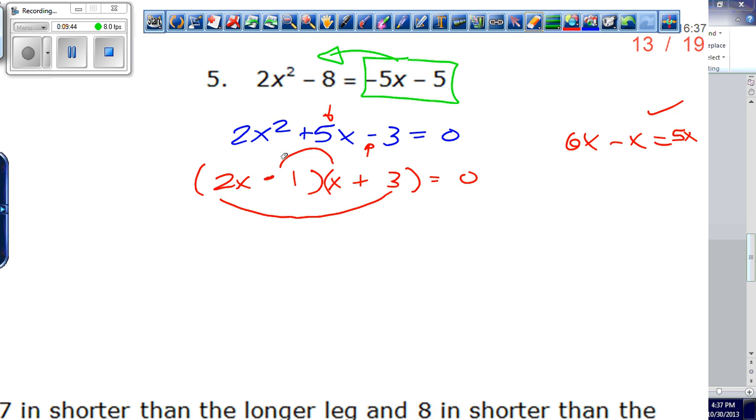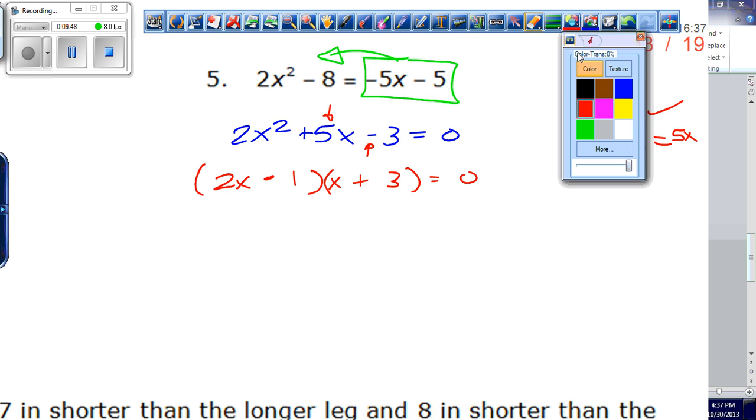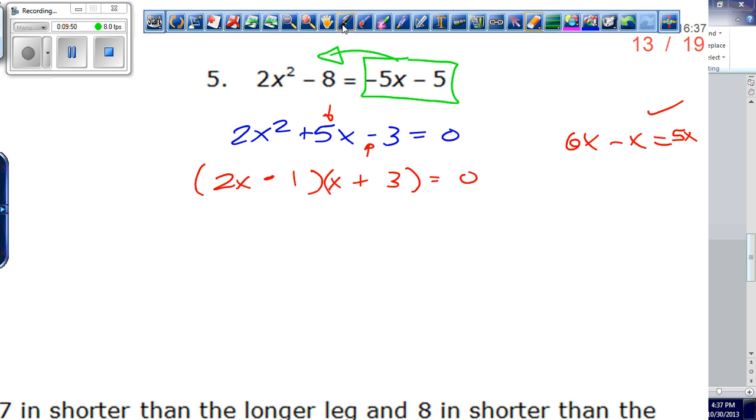That's a little shortcut that'll save us a little bit of time factoring stuff. You can use it if you would like. If not, you can do the AC method where you multiply 2 times -3 and do all that stuff. So it works the same way.